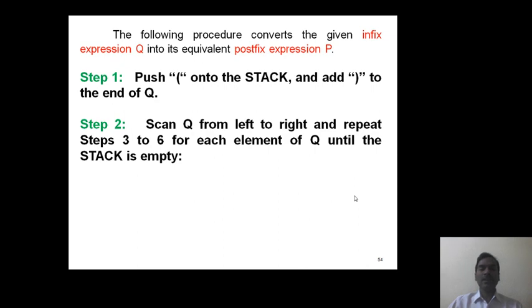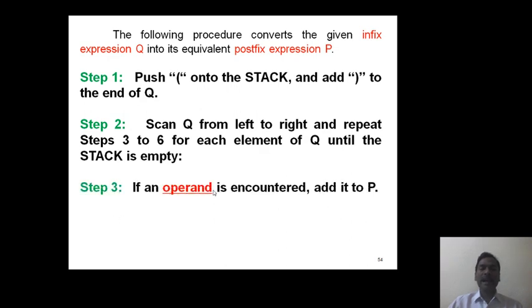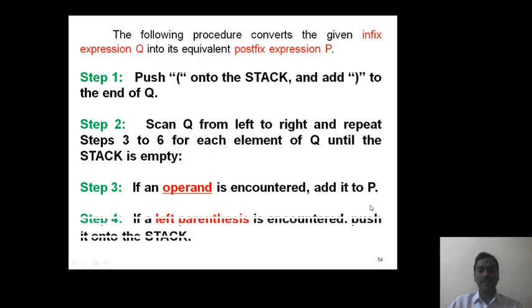Based on the scanned elements, the element is either an operand, operator, left parenthesis or right parenthesis. So based on these four categories, we design the steps. Step 3: if the scanned element is an operand, simply place the operand value into P. Step 4: if the scanned element is a left parenthesis, push it into the stack.